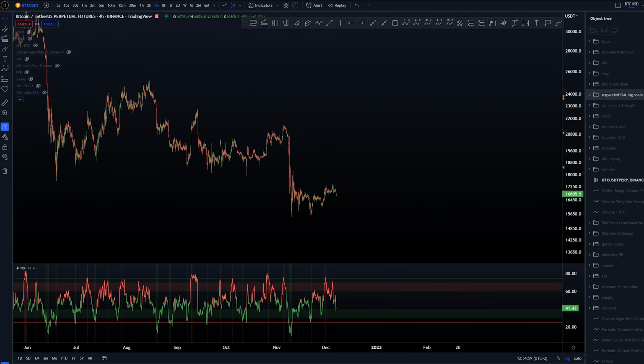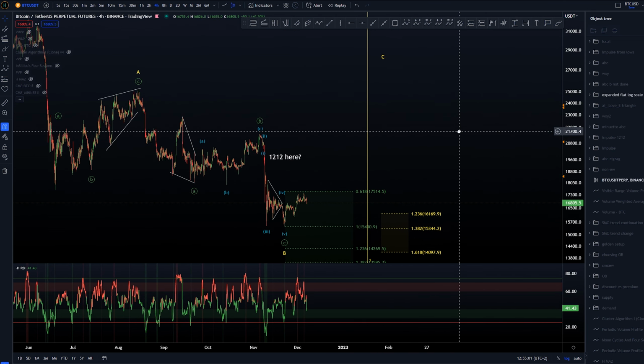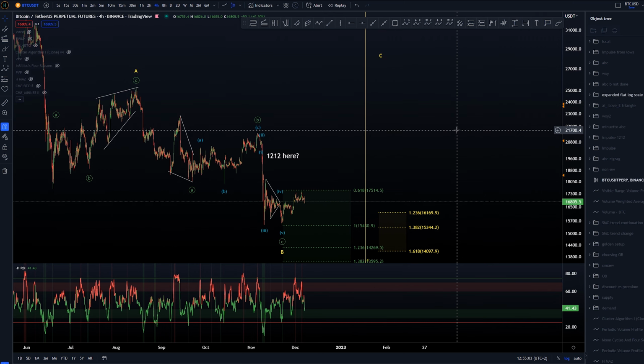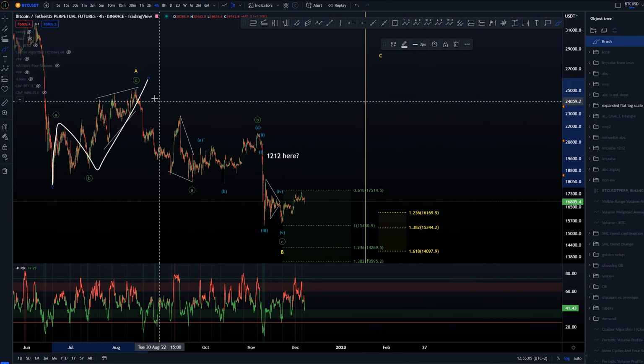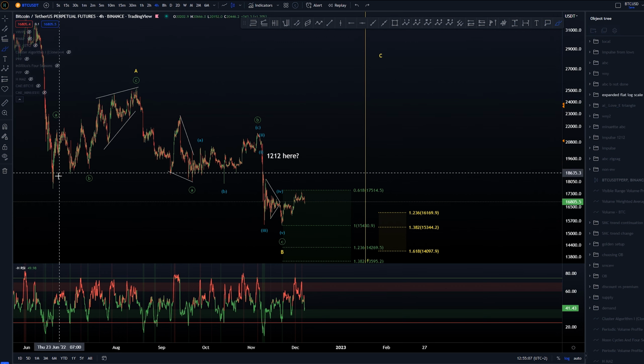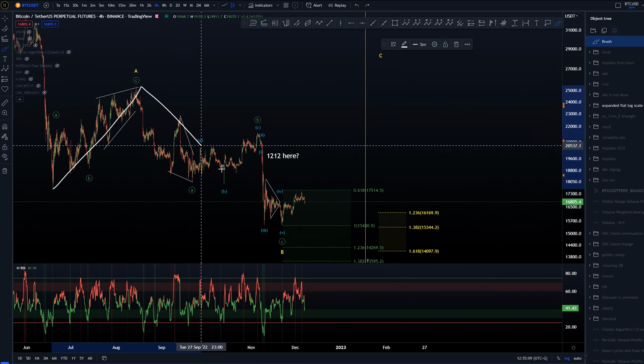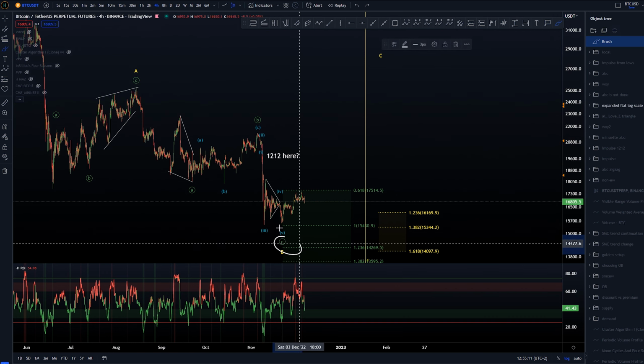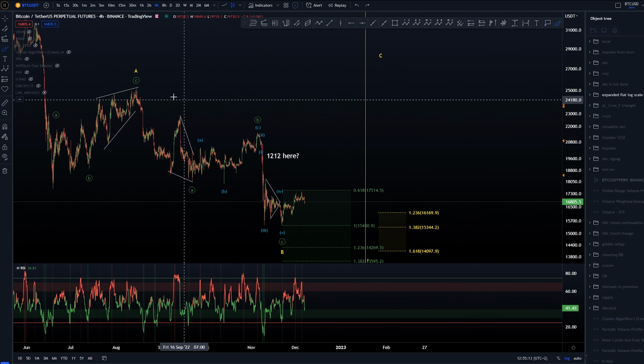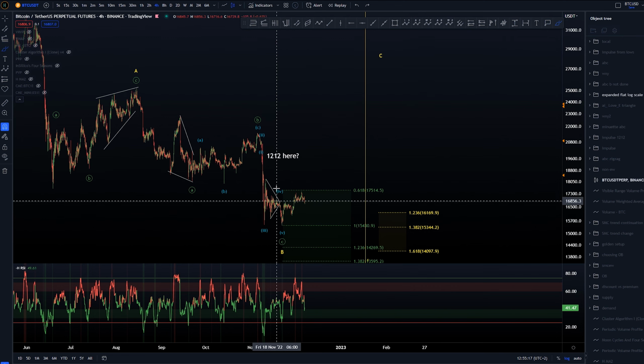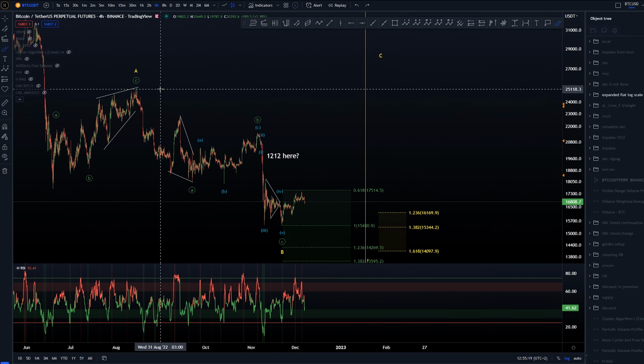Now this is some count that we haven't been talking about for quite some time, where we would have this as an ABC into an A wave, and this whole structure would be that A wave and then looking for B wave. Now B wave has the potential of ending here, and this is where that triangle that Elliott mentioned, especially this triangle here, comes into play.